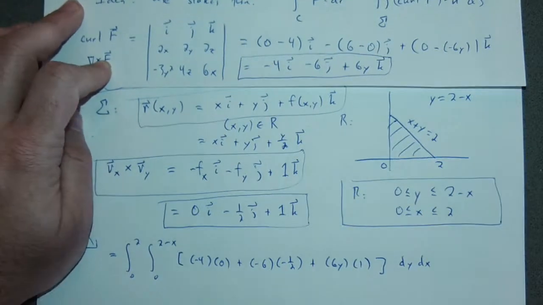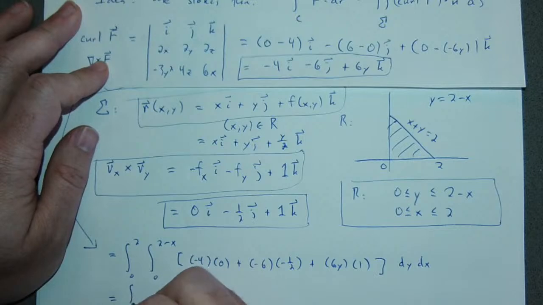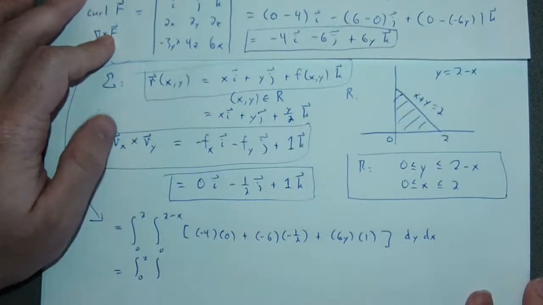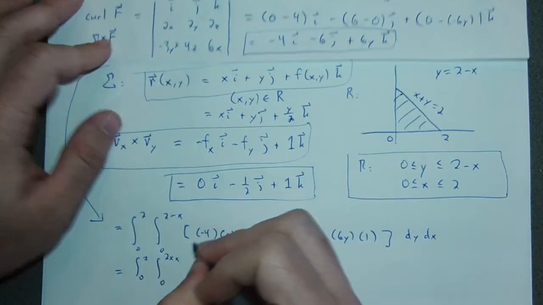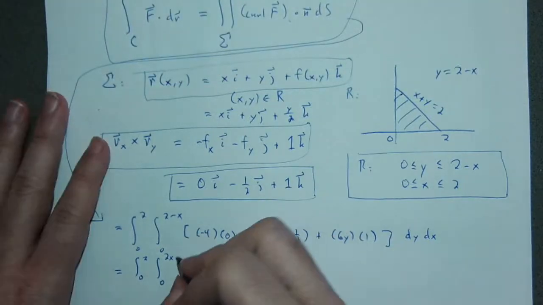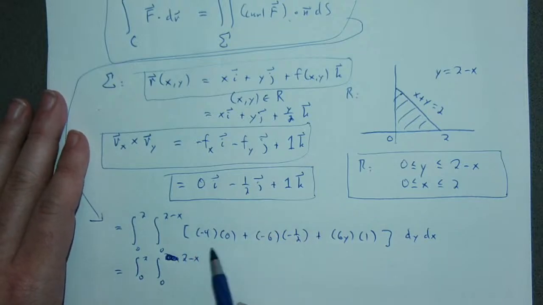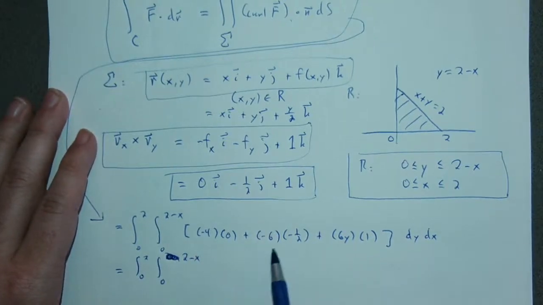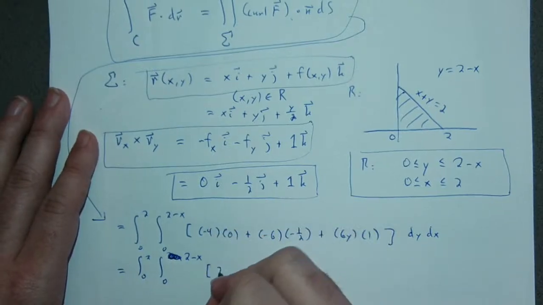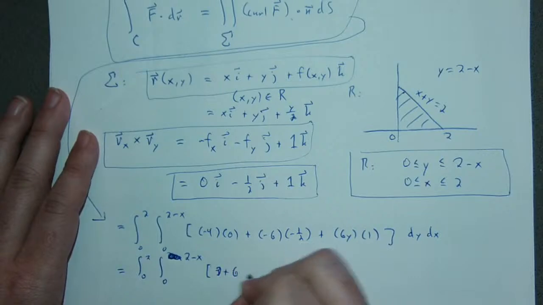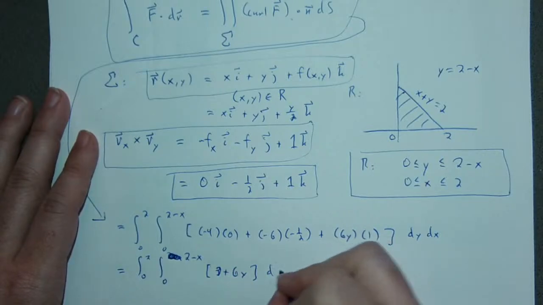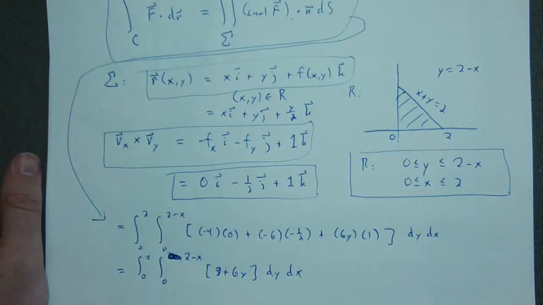Okay, so simplifying what I get here, this is the integral from 0 to 2, the integral from 0 to 2 minus x. Nope, not 2x, x. What is that? 2 minus x. Well, this is 3, and this is 6y, and that's 0, so this is 3 plus 6y, dy dx. Okay, well, that's not so bad here.